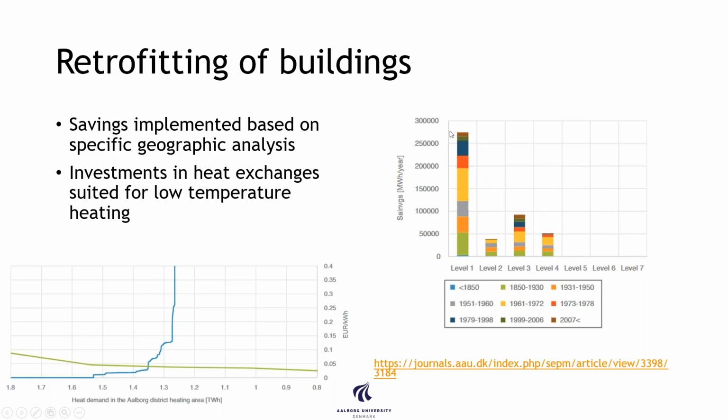And you can see that predominantly we gain most of our energy savings from renovating buildings from before 1972. This is the main, so this big chunk, and this is the same for all the levels. These are the main issues we have, where we need to do a lot in the retrofitting of buildings, and that will get us a long way.